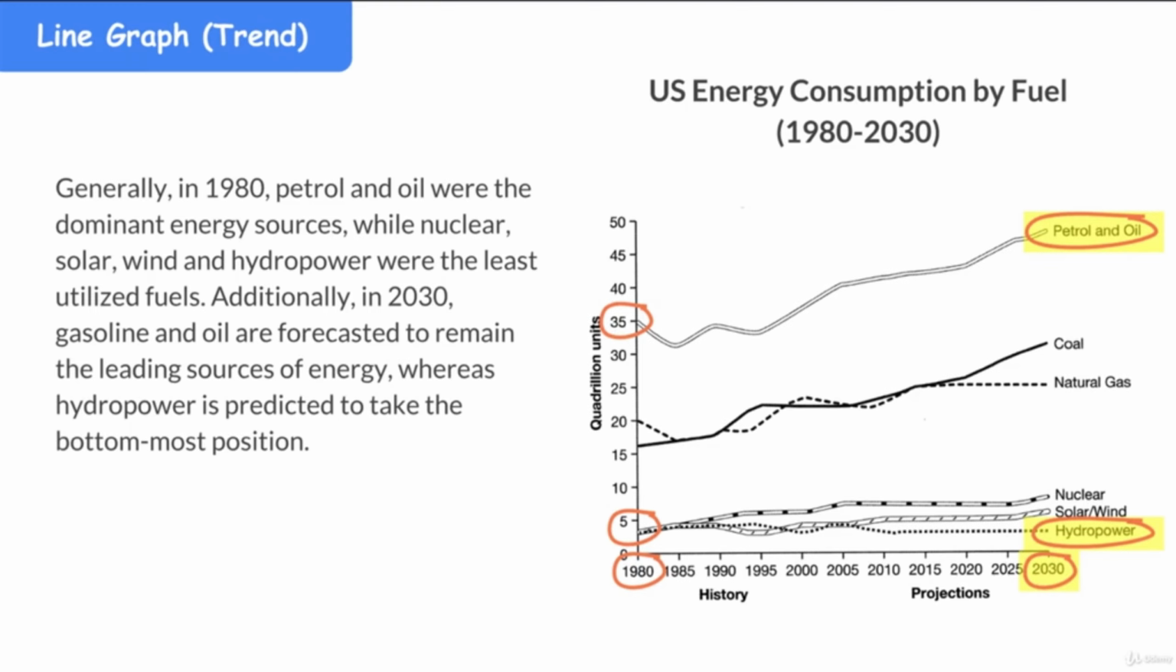It only needs to be 2 or 3 sentences long. So we've covered all the main features of our graph. We've talked about the highest and the lowest data points at the start of our graph and the highest and the lowest data points at the end of our graph. And that's all you have to do for the overview.